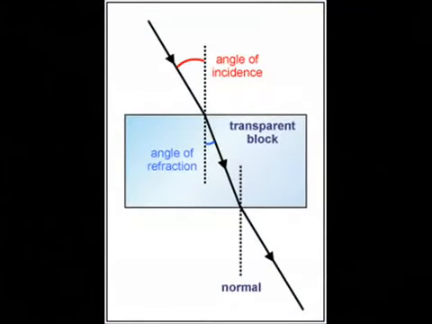If the light ray comes in at a small angle, let's say 20 degrees from the normal, then it changes direction a little, moves through the block, and then changes direction again. The angle the light ray makes with the normal when it leaves a surface having changed direction is called the angle of refraction.